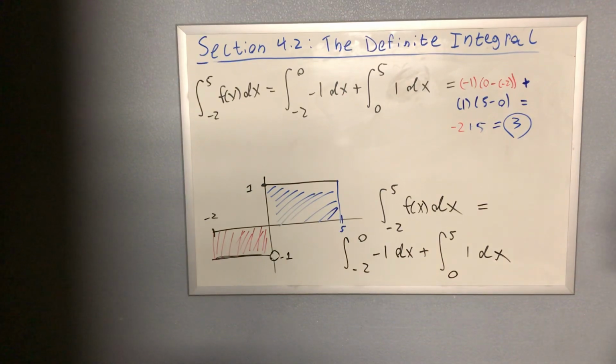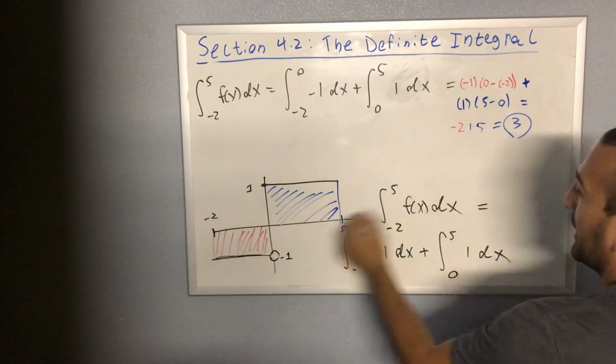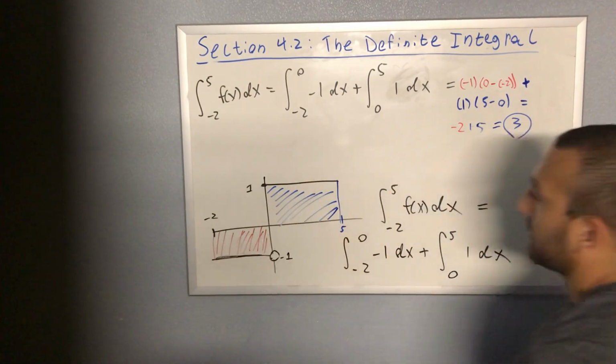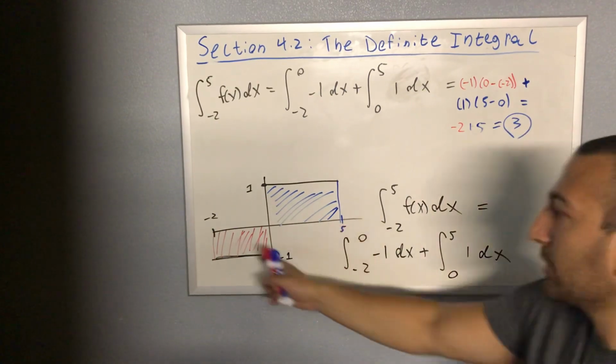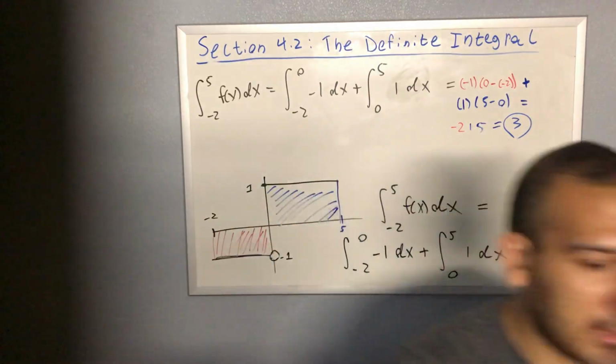So that's how that property is being used. This area here has a net area of 3. There's a lot more positive than negative, which makes sense because we went to 5 here and just to -2 there. So that's how that very important property gets used.